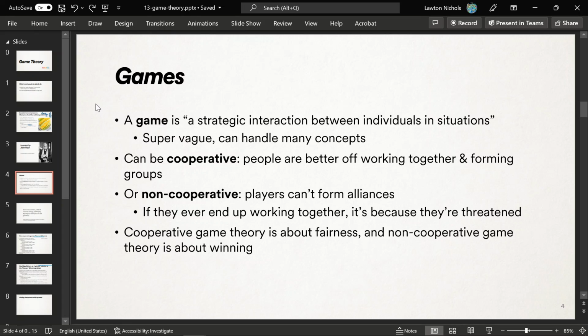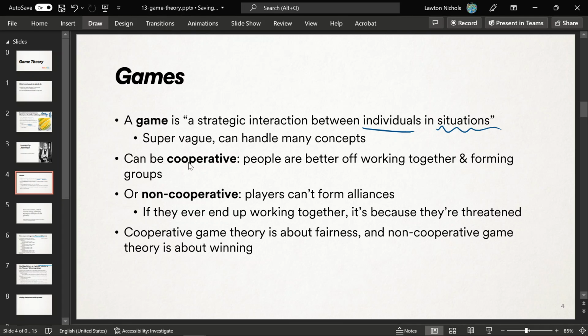It's all based on this very vague definition of something called a game. It's not like us playing Candyland. It's us selling corn, too. So what is a game according to game theory? It's a strategic interaction between individuals in situations. It's super vague, but that means it can talk about economic things just as well as it can talk about a board game, which is nice. So individuals are competing in some kind of situation where there's something to obtain.